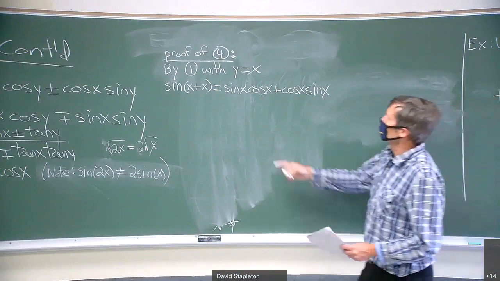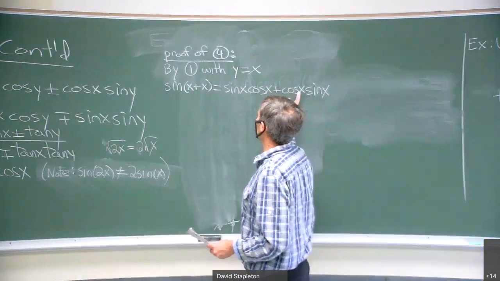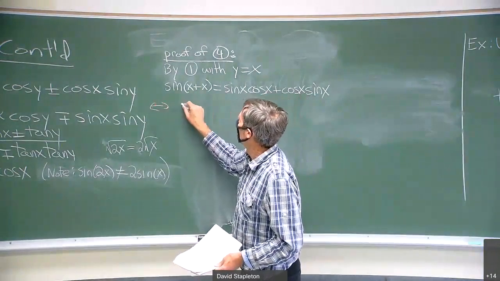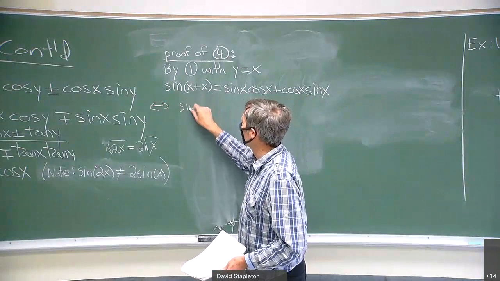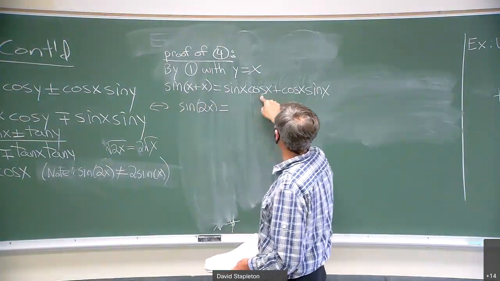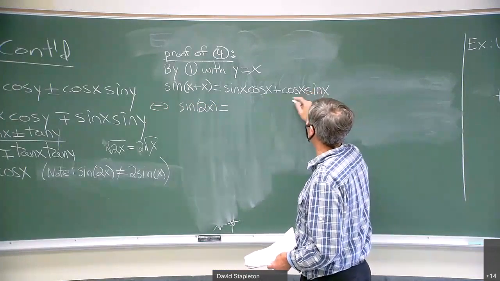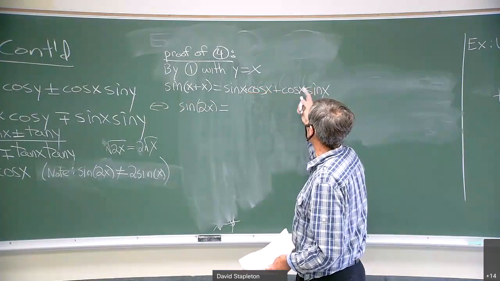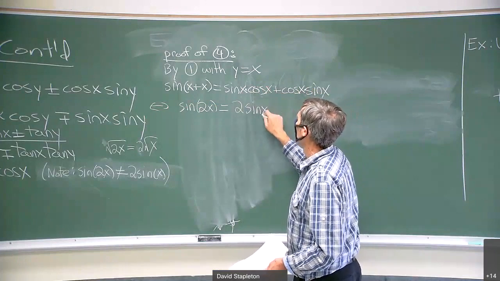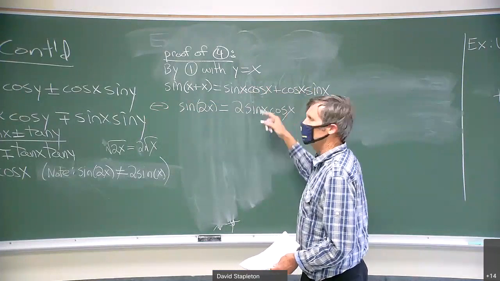Okay, so there's equation 1 with the y replaced by x. And now on the left, well, x plus x is 2x. And then sine times cosine, cosine times sine. You can multiply in either order, right? This is also sine times cosine, so there's 2 of these. There it is. It's a very quick step.